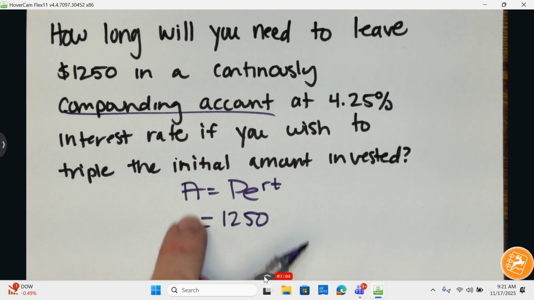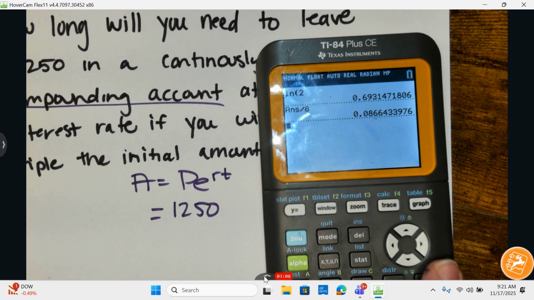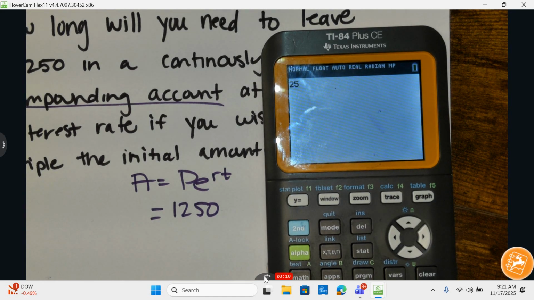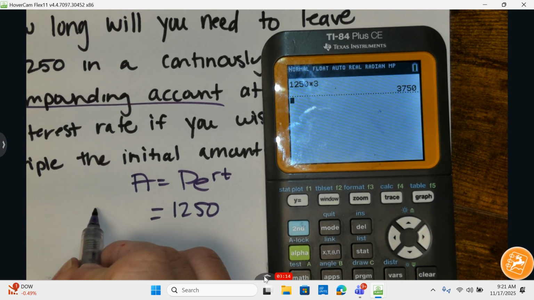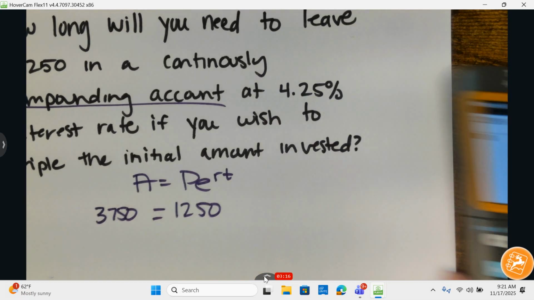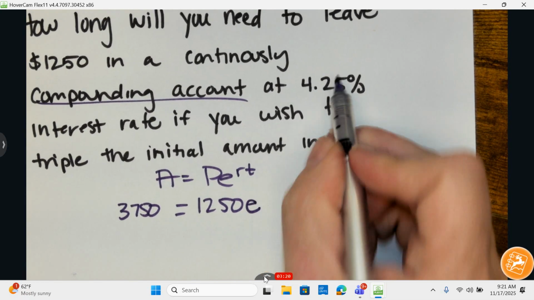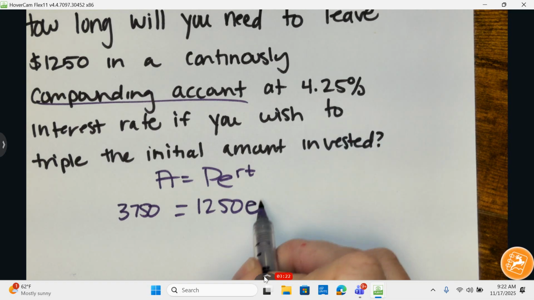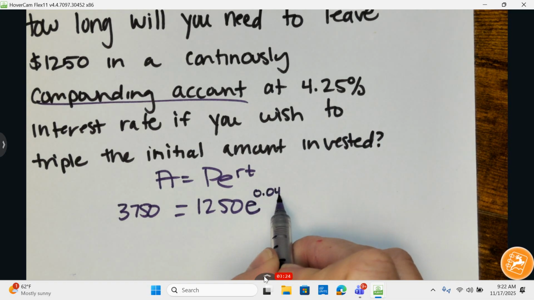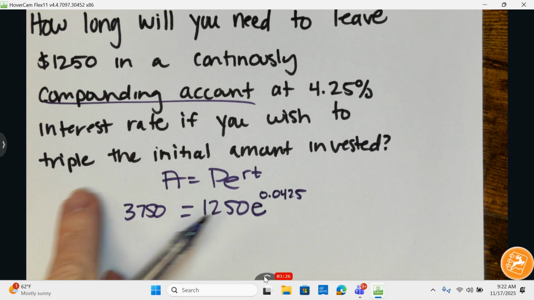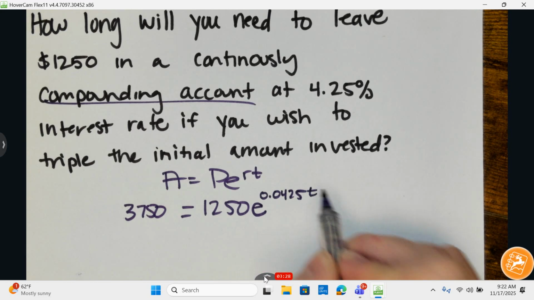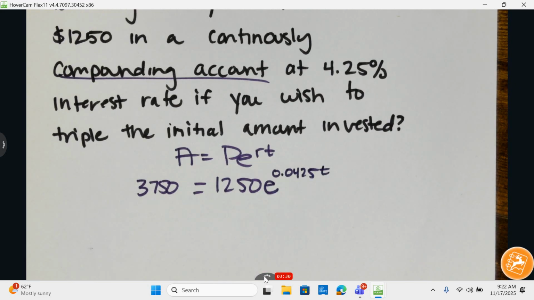Now, the A is the outcome after it's earned interest. So let's take 1,250, and it says we want to triple this amount. So let's take it times 3, and we know the outcome. The outcome is, again, the initial amount plus interest. Now, we have the percentage written as a decimal, which is 0.0425. We want to know how long it needs to be invested. That's the T, in terms of years.